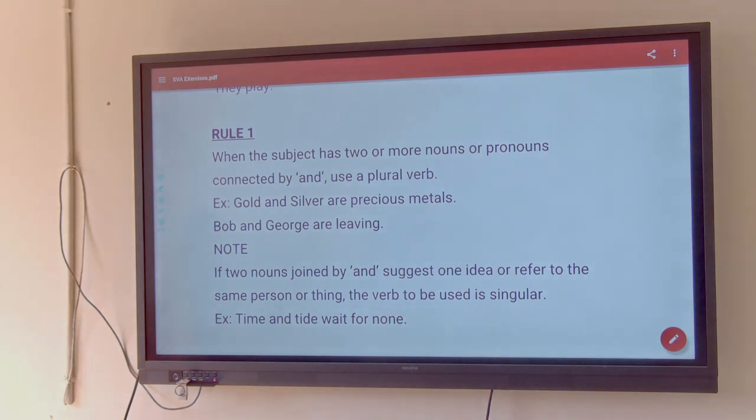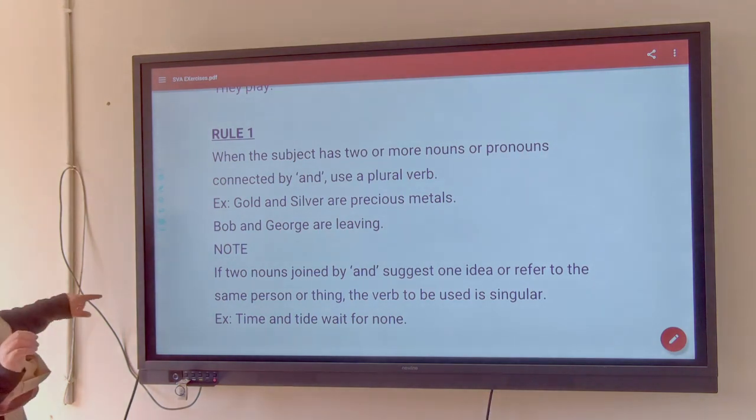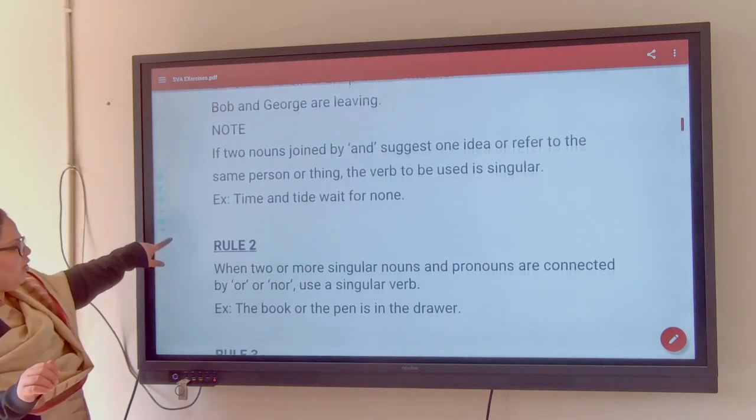So when the 2 subjects are joined, either 2 nouns or 2 pronouns, like he or she, we will use the verb are. So this is the first rule. Let's move on to the second rule.